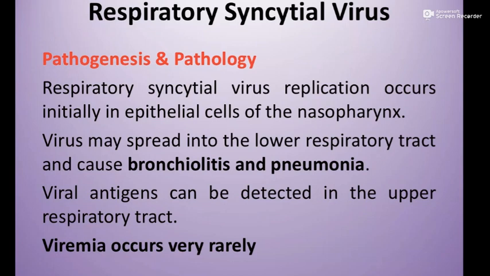Pathogenesis: it replicates in the lower respiratory tract and spreads to the lower respiratory tract, causing bronchiolitis. The most important thing is bronchiolitis, let's memorize it. For respiratory syncytial virus, the most important thing is bronchiolitis. Viral antigen can be detected in the upper respiratory tract. Sometimes we do a rapid test, which we will give you in the practical session, God willing. The rapid test, as the name suggests, is for the virus, and we see the antigen of the virus in the upper respiratory tract. Also, like parainfluenza, viremia is very rare.